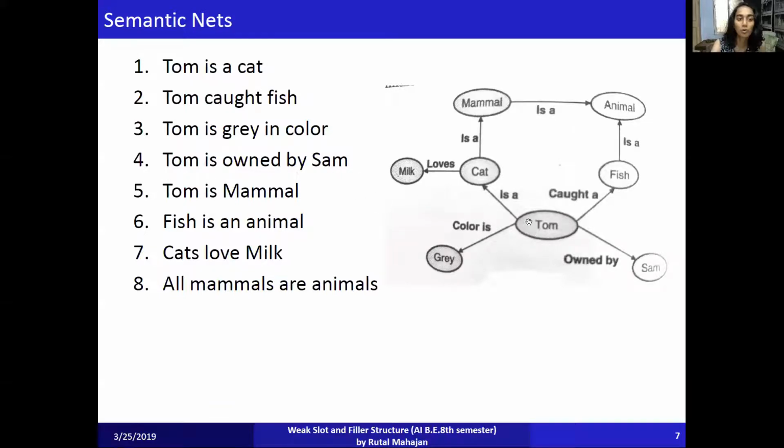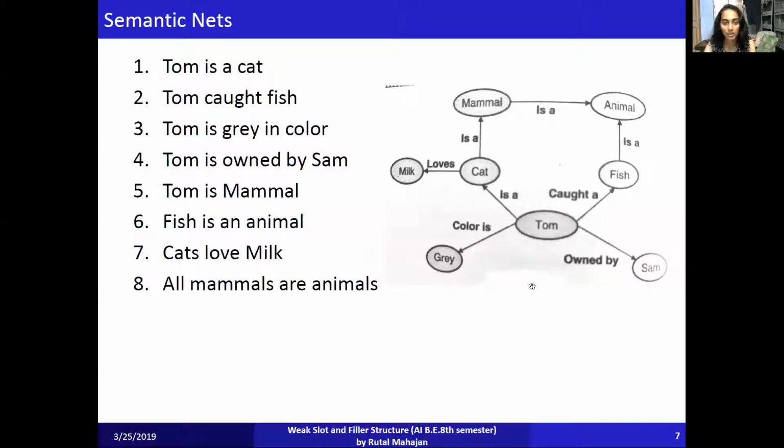Tom is owned by Sam. How are Tom and Sam related? Then Tom is owned by Sam. Tom is a mammal. But first of all, Tom is a cat, and any cat is a mammal. So we can represent it like this: Tom is a cat and cat is a mammal. Fish is an animal, so we will represent this concept fish with ISA relationship with animal. Cats love milk. Cat and milk are related with loves relationship. All mammals are animals. Any mammal is an animal. This is how we can represent the semantic net for all these sentences, meaning all these sentences are stored in the form of this graphical representation.